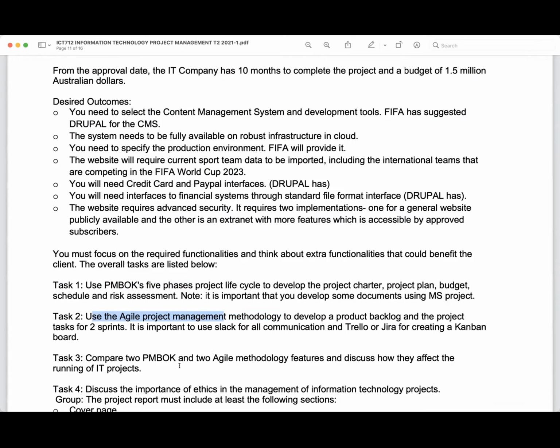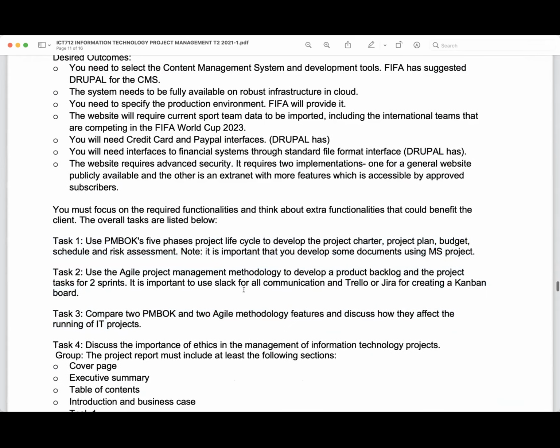The third one is about comparing 2 PMBOK and 2 Agile project management features, and discussing how they affect the running of IT projects. This is really a lot of literature and research, and a lot of your learning from what you've done in task 1 and task 2. And finally, this is a very important question on ethics: discuss the importance of ethics in managing information technology projects.